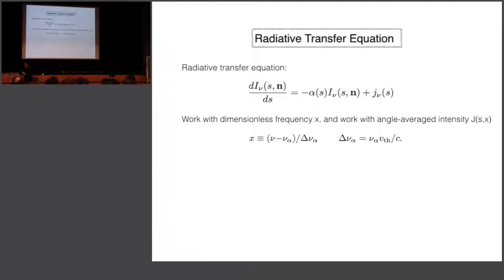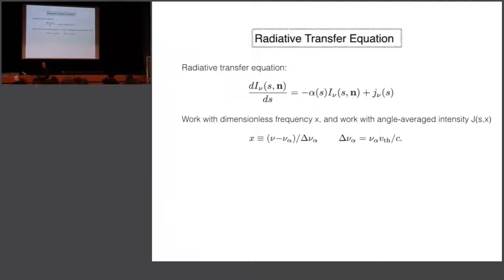The basic radiative transfer equation that you often see in textbooks is given by this: the change of intensity of a beam propagating in some direction n across a path length ds is just proportional to the opacity times the intensity, and you add an emissivity term to that. So that's the basic radiative transfer equation you often see in books.